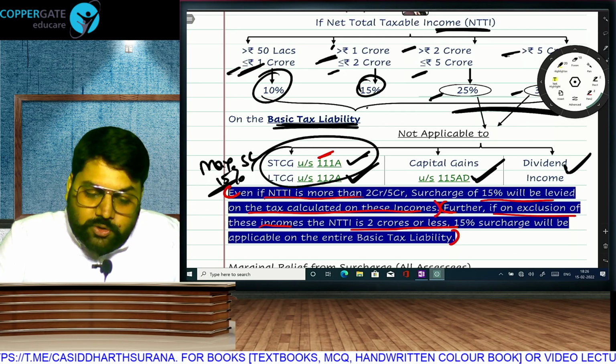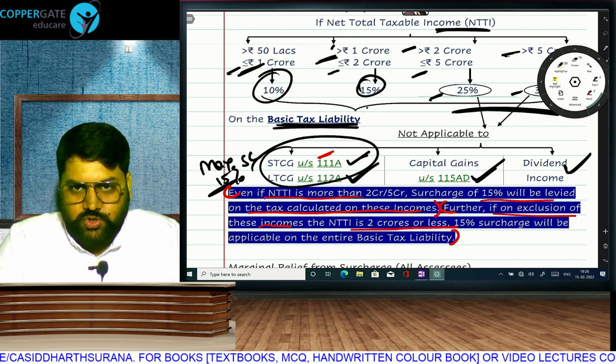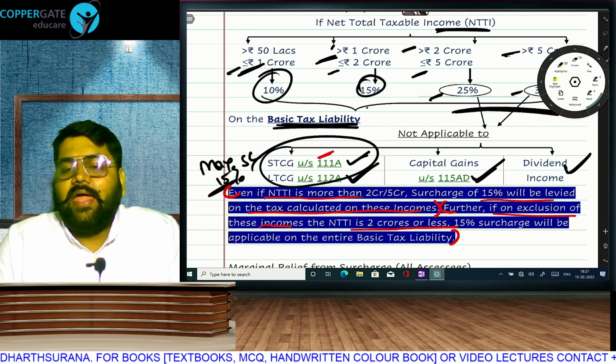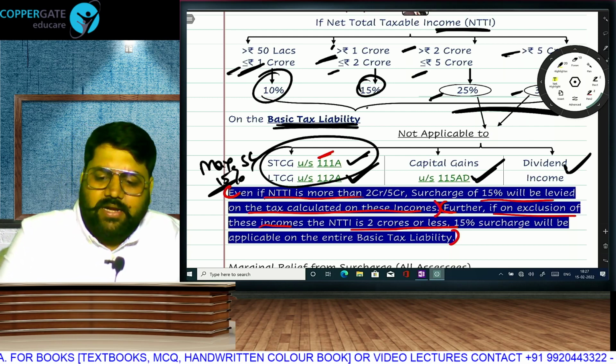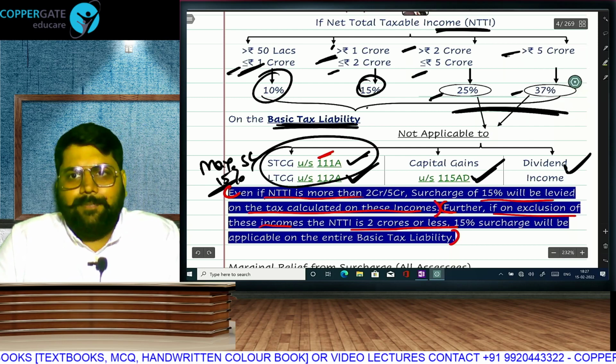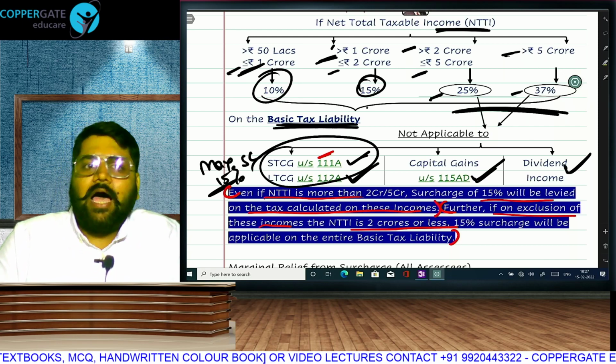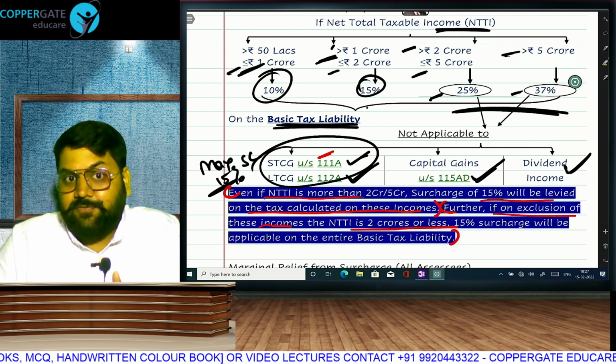But if, on exclusion of these incomes, NTTI has crossed 2 crore but is less than 2 crore in total, then in that case surcharge will be 15% on your entire basic tax liability. 25, 37 will not be applicable at all. This is how we will apply the rate of surcharge, and be careful about the following things.